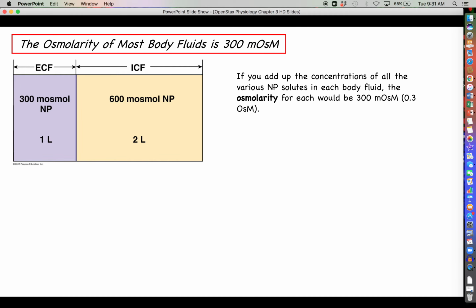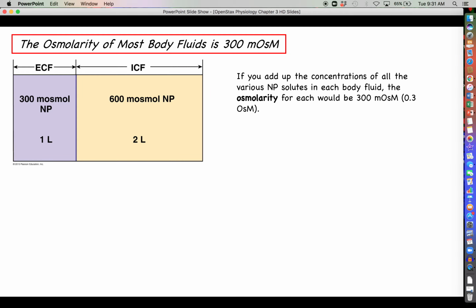Okay, so when you're dealing with bodily fluids, thankfully, most bodily fluids in the body have a predetermined osmolarity, and I'm not usually the type to ask you to memorize stuff, but this is one that I do want you to commit to memory.